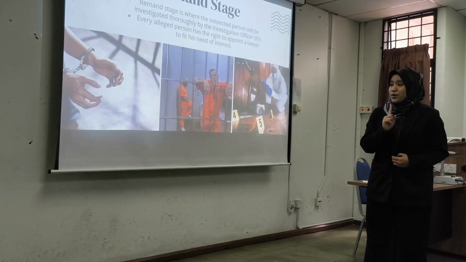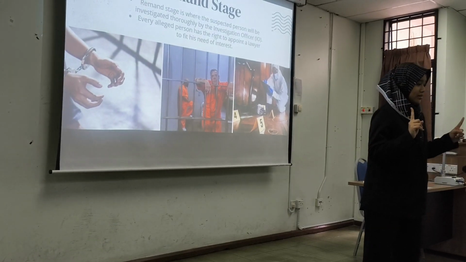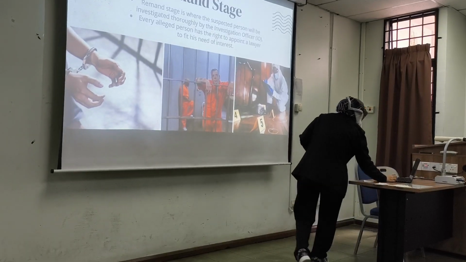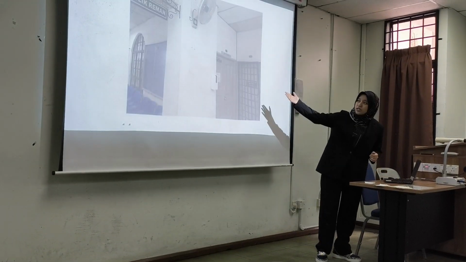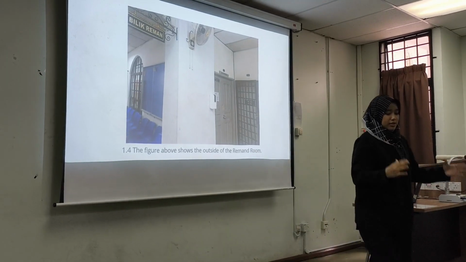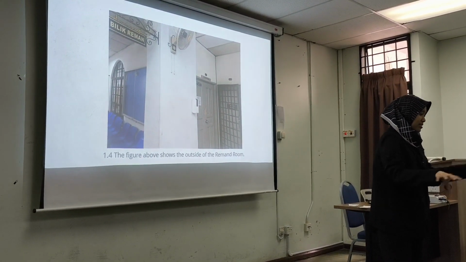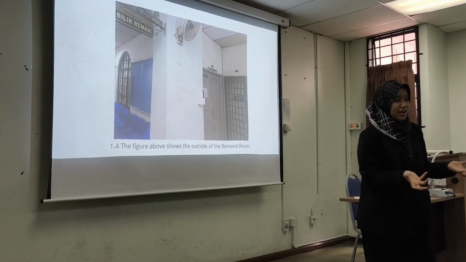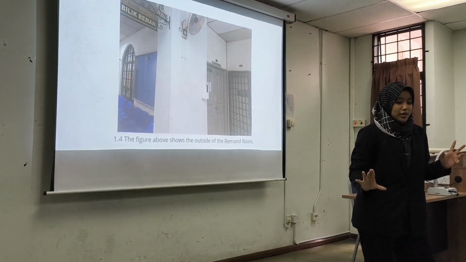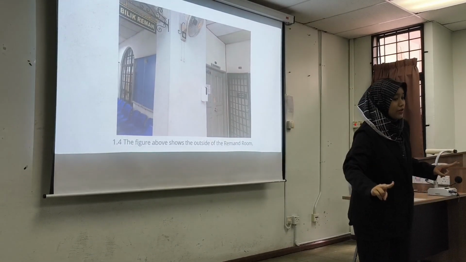And I would like to add that during this stage the suspect is kept in one room. This is the picture of the outside of the remand room. During this, the suspects are gathered in many kinds of locations, like in the room. And this is where we might get to know the other suspects' offences.